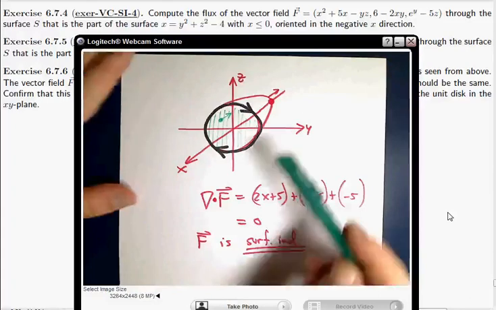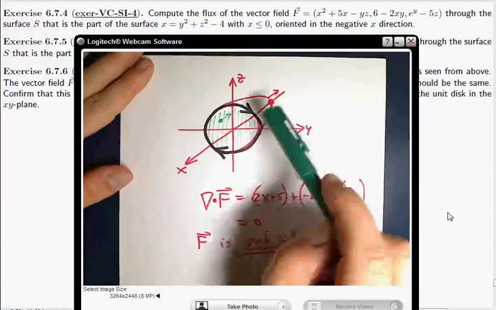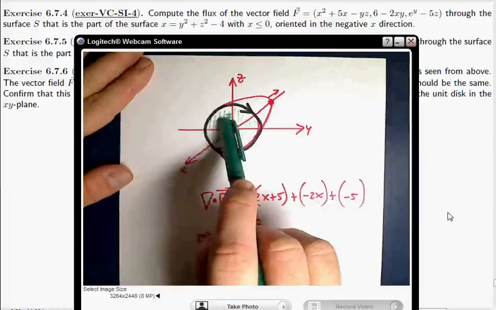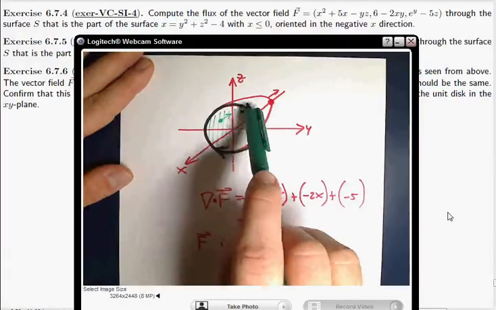So since this was an oriented surface, its boundary is an oriented curve, and you have to pick an oriented surface that has the same oriented curve as its boundary.